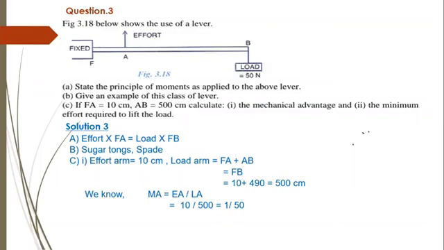How much is the minimum effort required to lift the load? Use the formula: mechanical advantage is equal to load upon effort. So effort is equal to load upon mechanical advantage. Substituting the values, we get effort is equal to 2500 kgf.